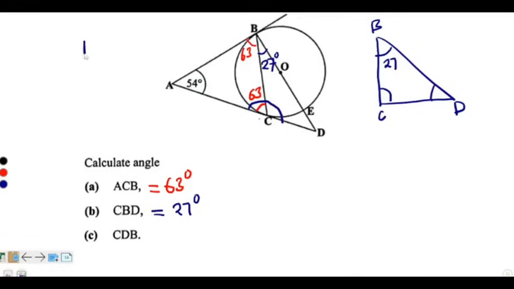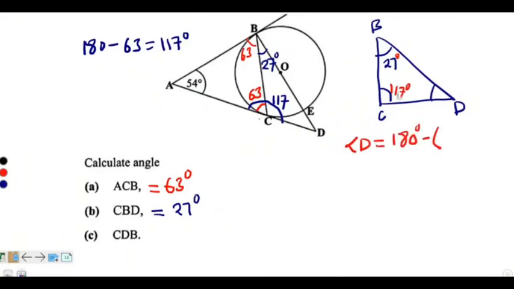So say 180 minus 63, we are going to get 117. So meaning that here we have 117 degrees. To find the angle at D right here, we use the sum total of the angles in a triangle, which is 180. So we say angle D is equal to 180 minus the sum of 117 plus 27. So 117 plus 27 degrees.